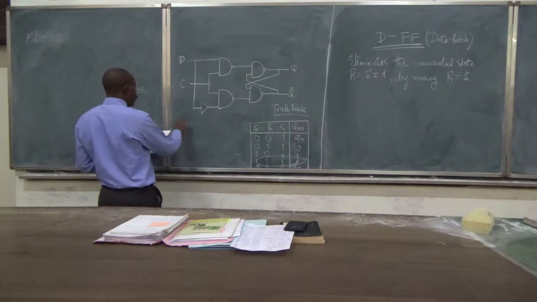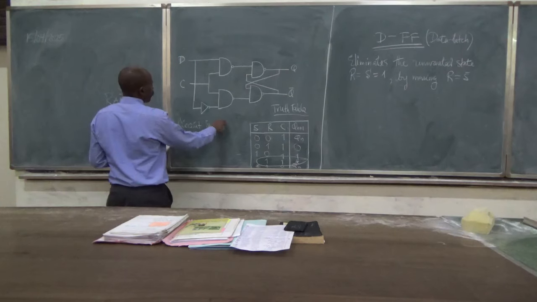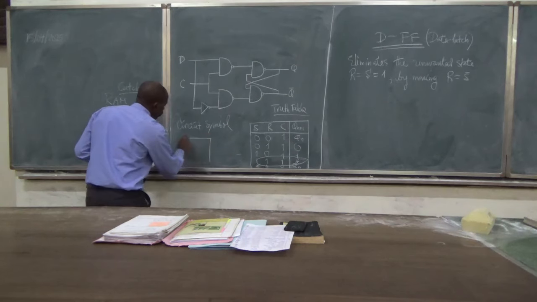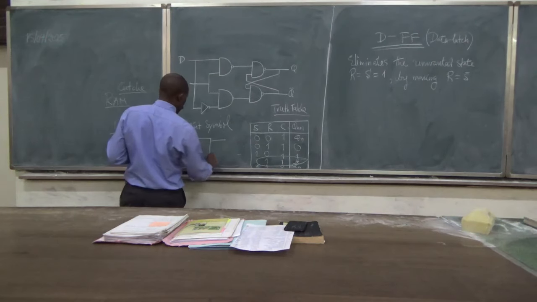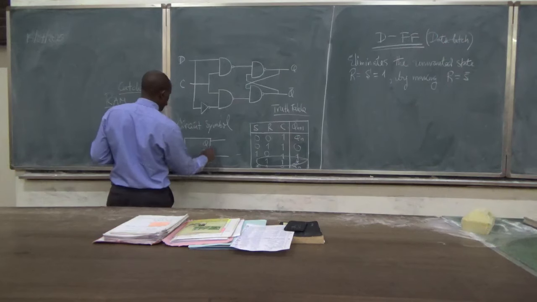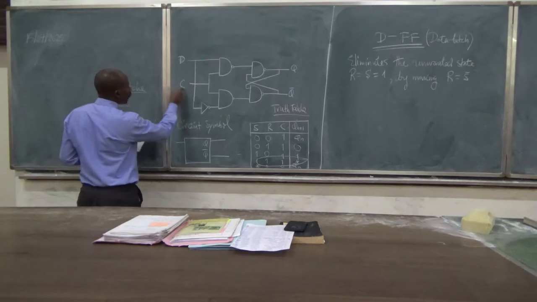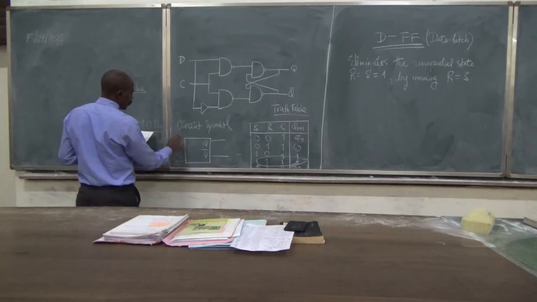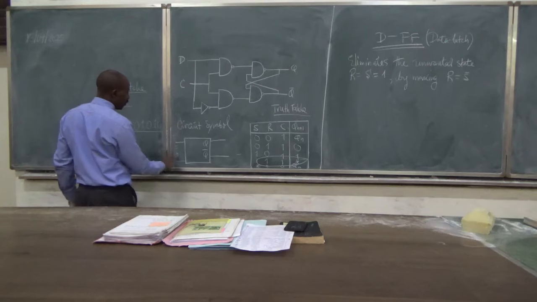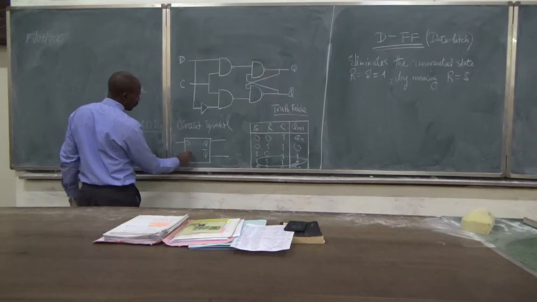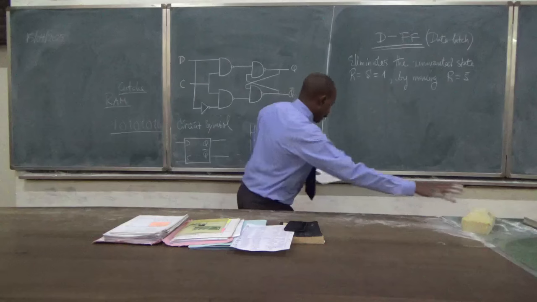So the circuit symbol has the complementary outputs, and the D, and now we are remaining with the clock. The D and the clock. We put them inside for the circuit symbol. For the circuit, we put them outside.